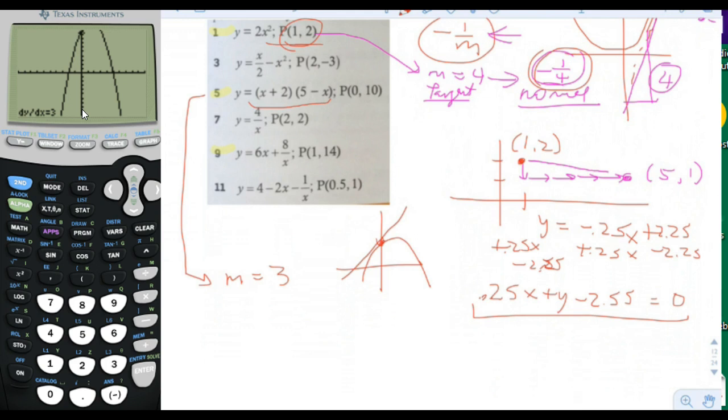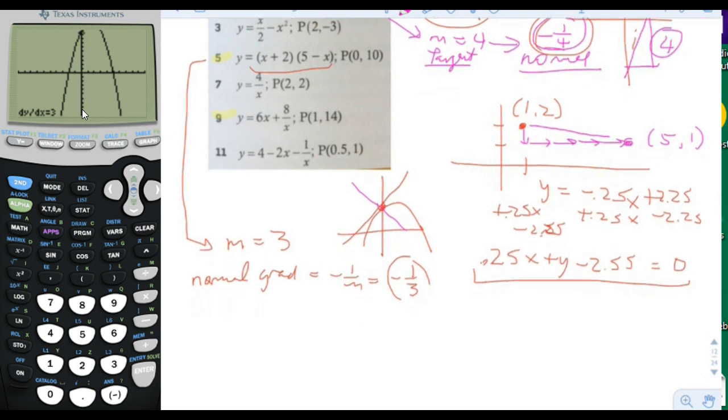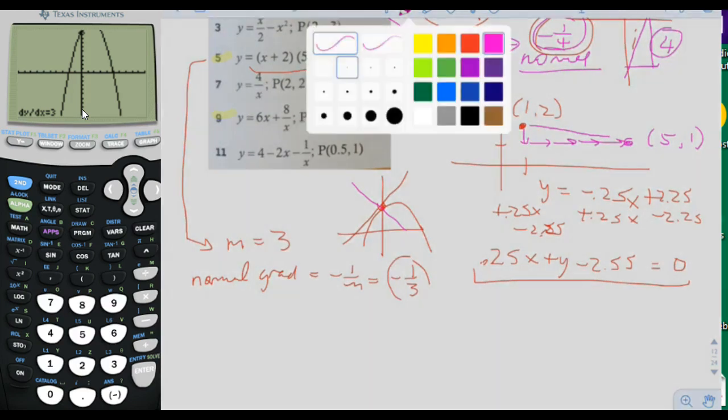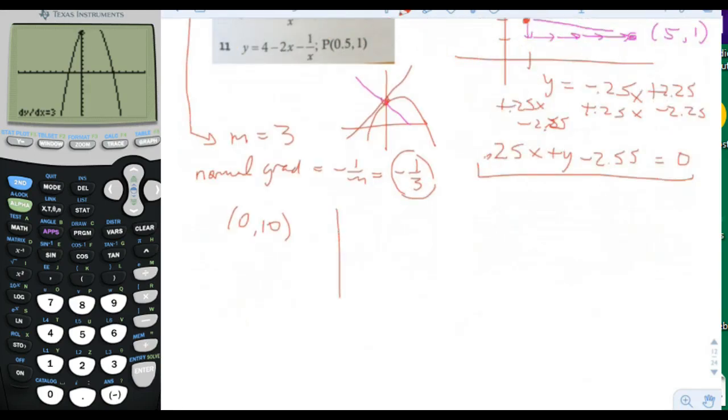Now to find the normal gradient, the normal gradient is equal to negative 1 over m, so it's equal to negative 1/3. Now, if we wanted to draw that, it looks kind of like that, right? And now we know one of the points on the line. One of the points on the line is (0, 10). We need to know one more point on the line. Okay, we're going to find that second point by doing a sketch. (0, 10) is here. 1, 2, 3, 4, 5, 6, 7, 8, 9, 10. (0, 10). Okay?